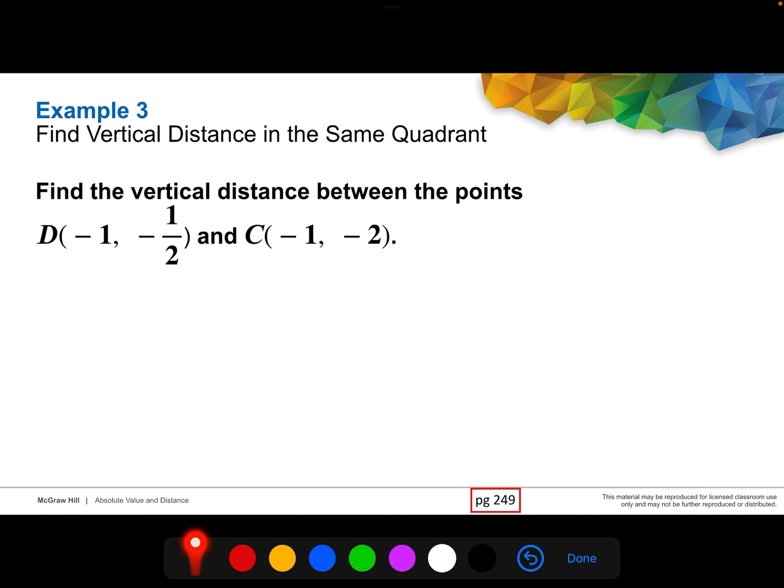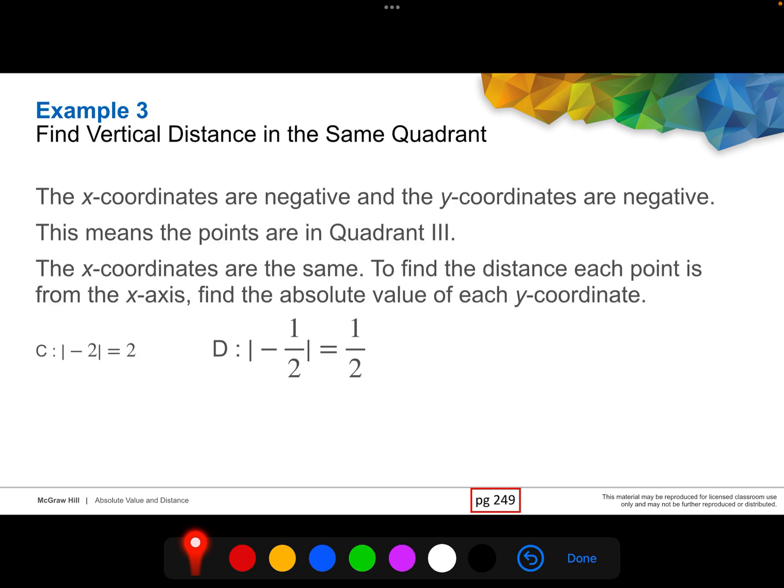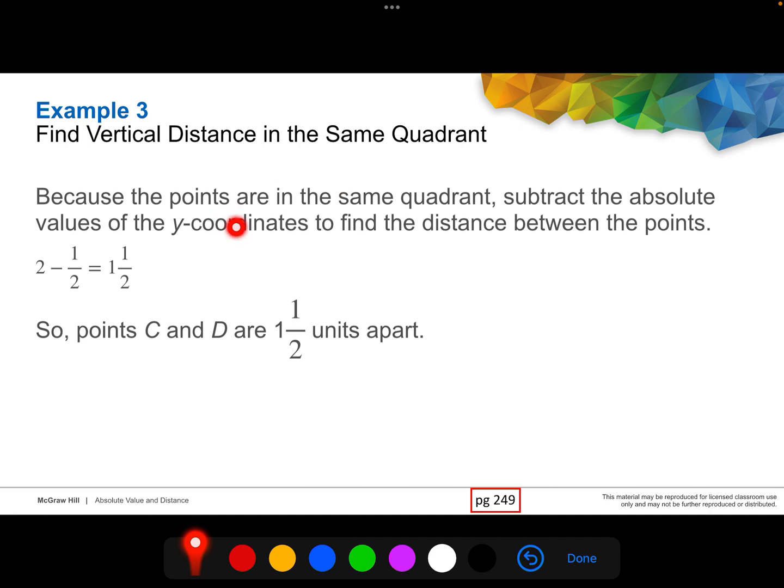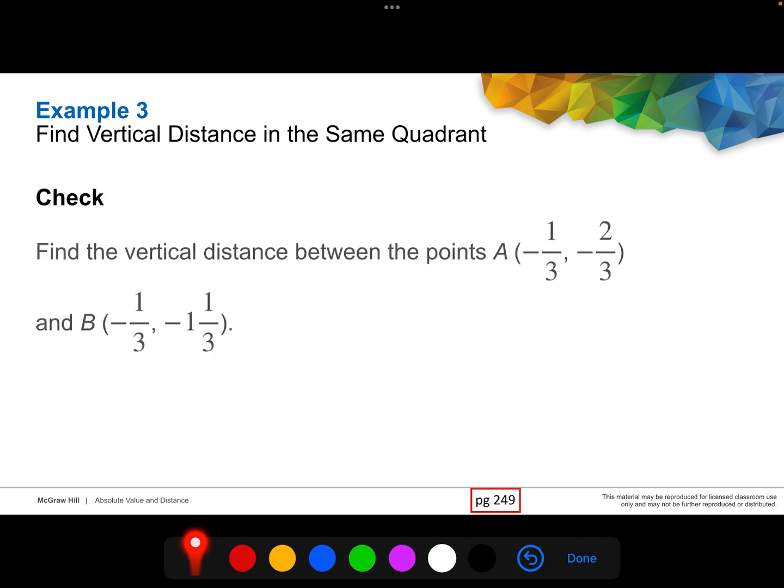Let's take a look at example 3. Find the vertical distance between D, which is negative 1, negative half, and C, which is negative 1, negative 2. Now the x coordinates are negative and the y coordinates are negative, which means our points are in the third quadrant. They're both in the same quadrant. X coordinates are the same. So we find the absolute value of each of the y coordinates. The absolute value of negative 2 is 2. The absolute value of negative half is half. And we subtract the 2 because they are in the same quadrant. So 2 minus half is 1.5. The 2 points are 1.5 units apart. Do the check problem on your own.